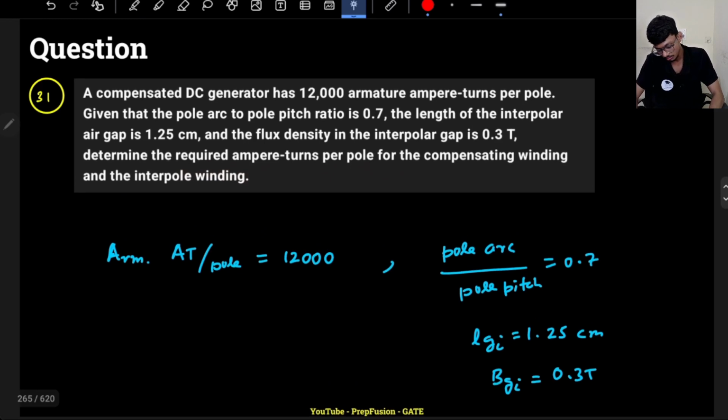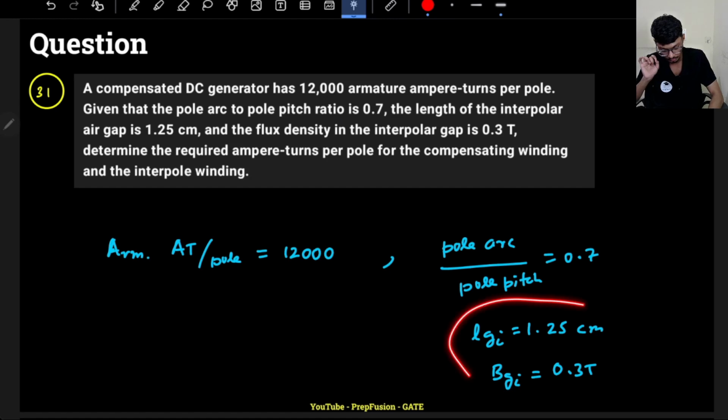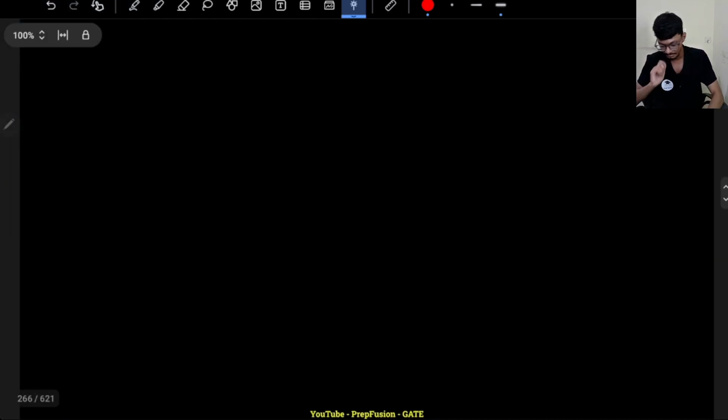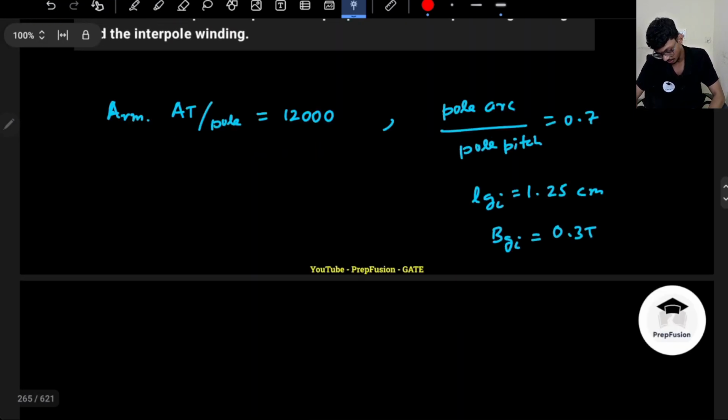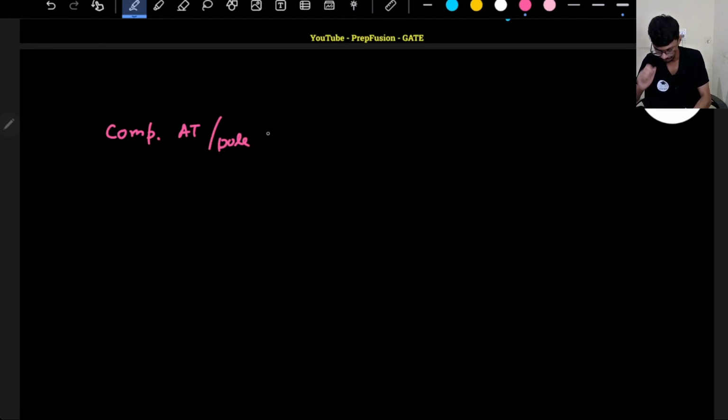If I am using both compensating winding and interpoles, the interpole will be there to remove the flux density along the q axis, along the interpolar region, and the compensating winding will be used to reduce this ampere turns. So how many compensating ampere turns will I require per pole?